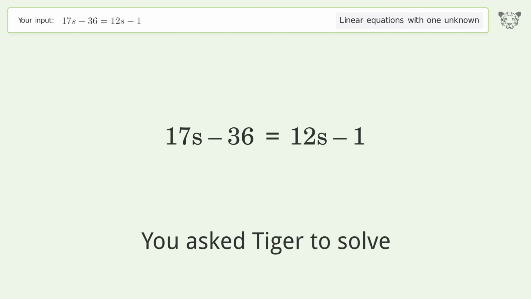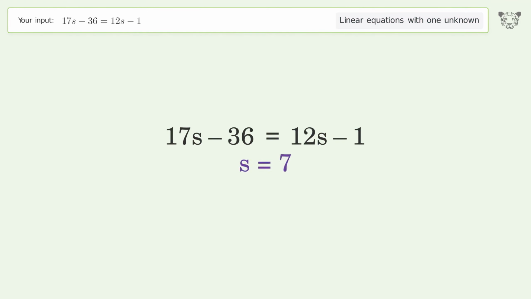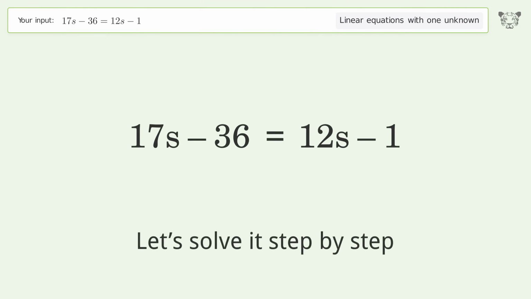You ask Tiger to solve. This deals with linear equations with one unknown. The final result is s equals 7. Let's solve it step by step.